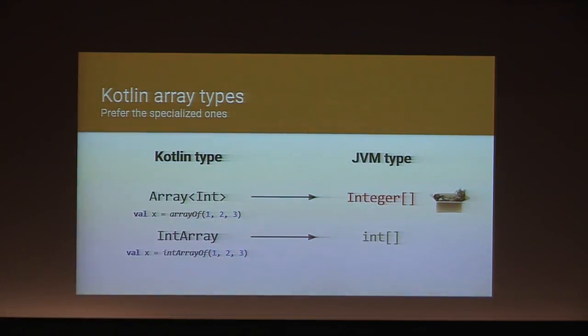Also, talking about arrays, if you use the generic Array of Int, even if it's a primitive int, it's going to generate an array of objects. So you have to use the specialized array types in Kotlin, like IntArray or FloatArray, to end up with primitive arrays with no boxing.